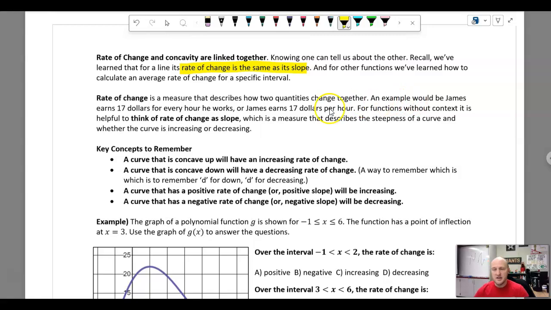An example would be if James earns $17 for every hour he works, it's a rate, right? Dollars per hour, or like when you're driving a car, miles per hour. The rate of change is $17 per hour. For functions without context, it's helpful to think of rate of change as slope, which is a measure of the steepness of a curve, and whether the curve is increasing, rate of change will be positive, and if it's decreasing, rate of change will be negative.